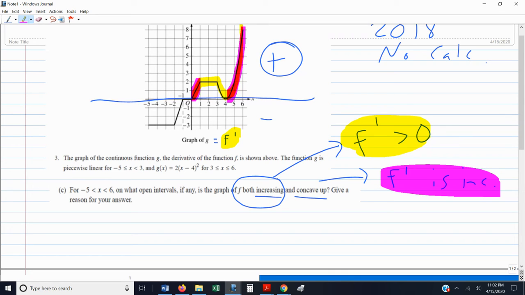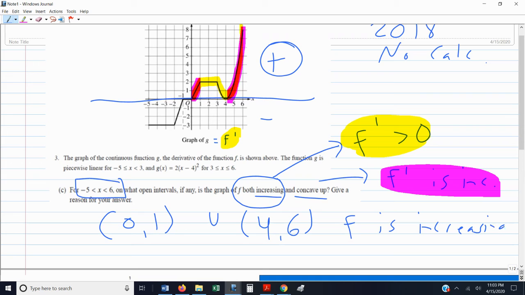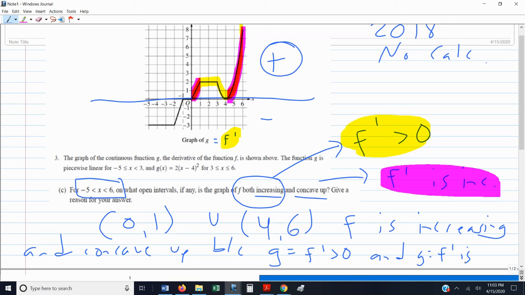F prime is increasing, and that would be from 0 to 1 and 4 to 6. We don't have to go to infinity because they only wanted us to look from -5 to 6. So from 0 to 1 and 4 to 6, and then I'm going to copy from the question. F is increasing and concave up, because then when I write my justification, I'm going to write g equals f prime is greater than 0 and g equals f prime is increasing.